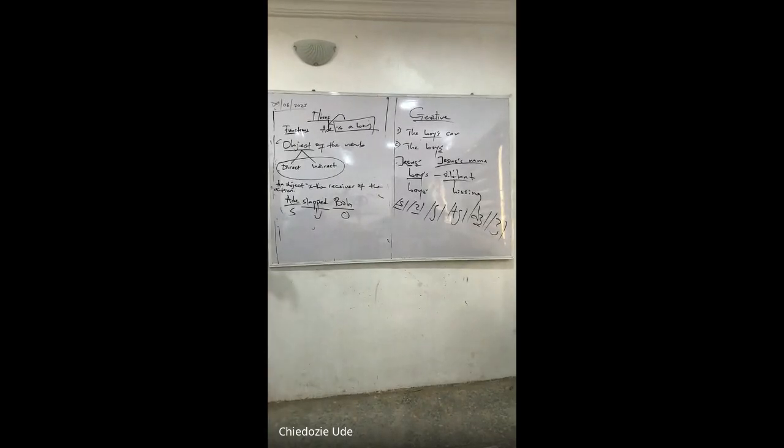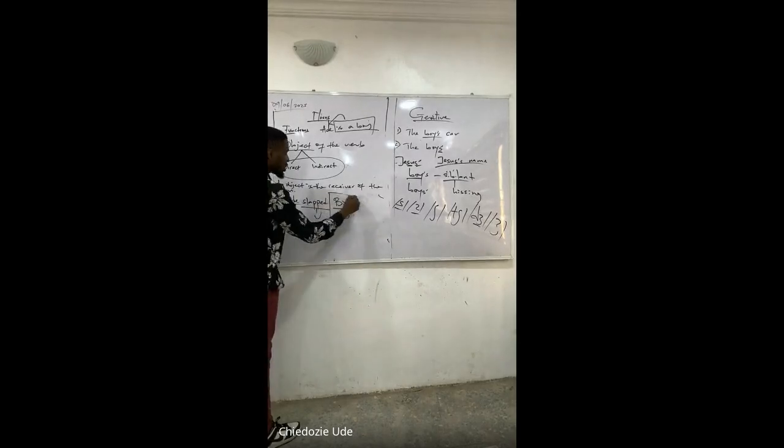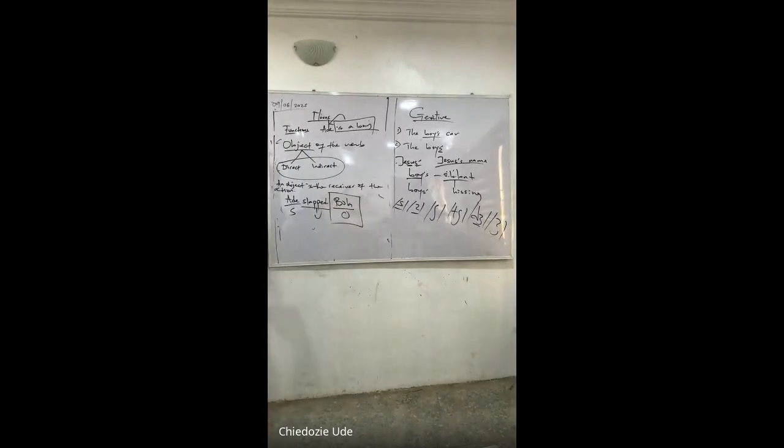So the object is the receiver of the action. So a noun can function as an object. Please note, for us to have an object, what is the definition of the object? Receiver of what? Action. For us to have an object, the verb must be an action verb.